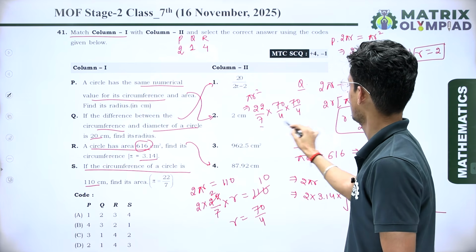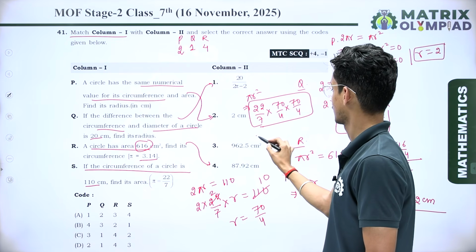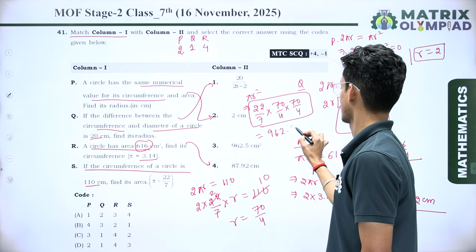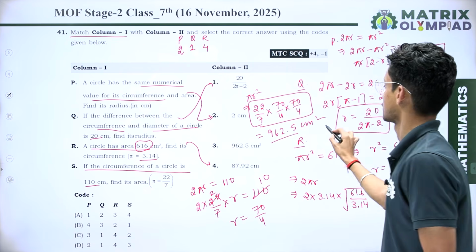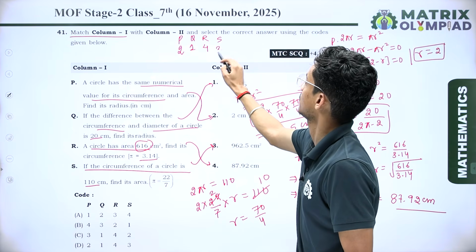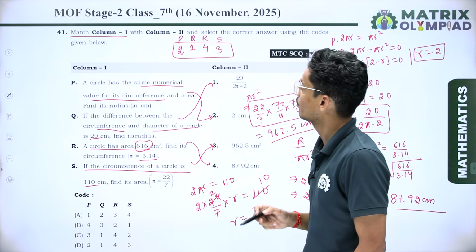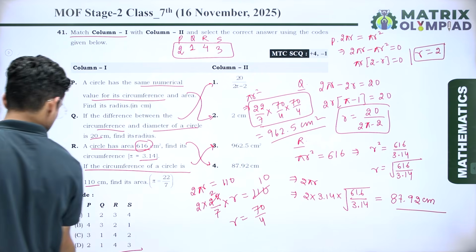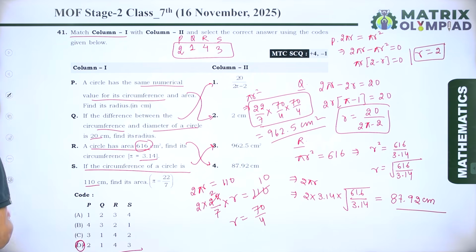So when we simplify it, we get the answer, that is 962.5 centimeter square. It means S is connected to 3. So here I can write S is connected to 3. So the correct option is 2143. It means option number D is the correct answer.